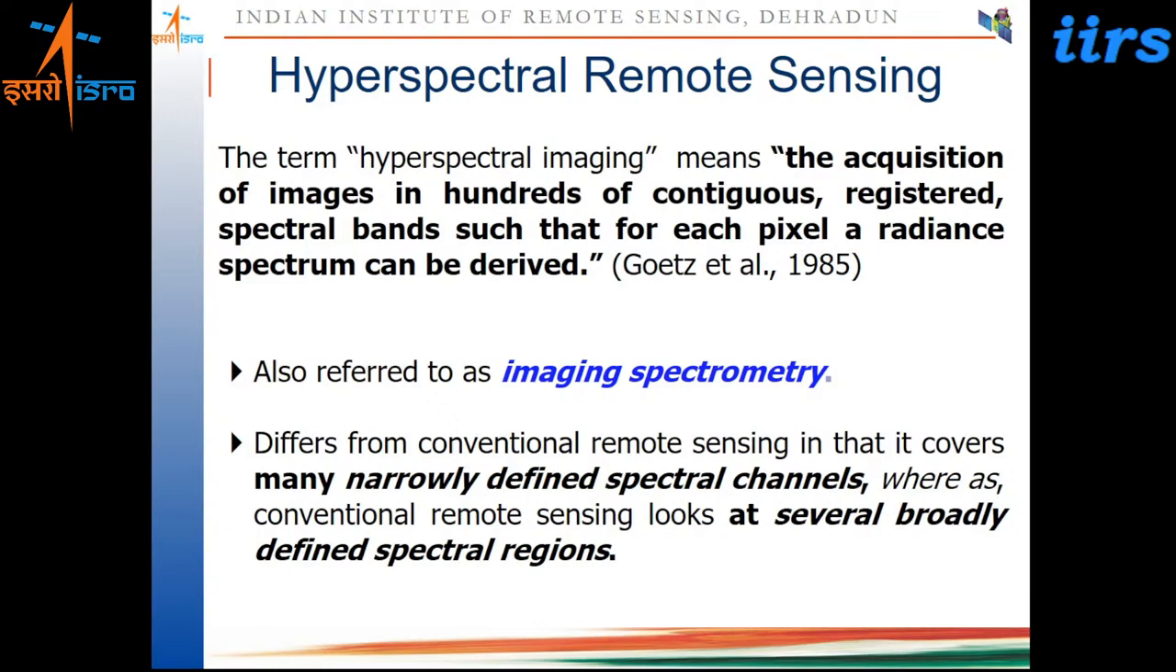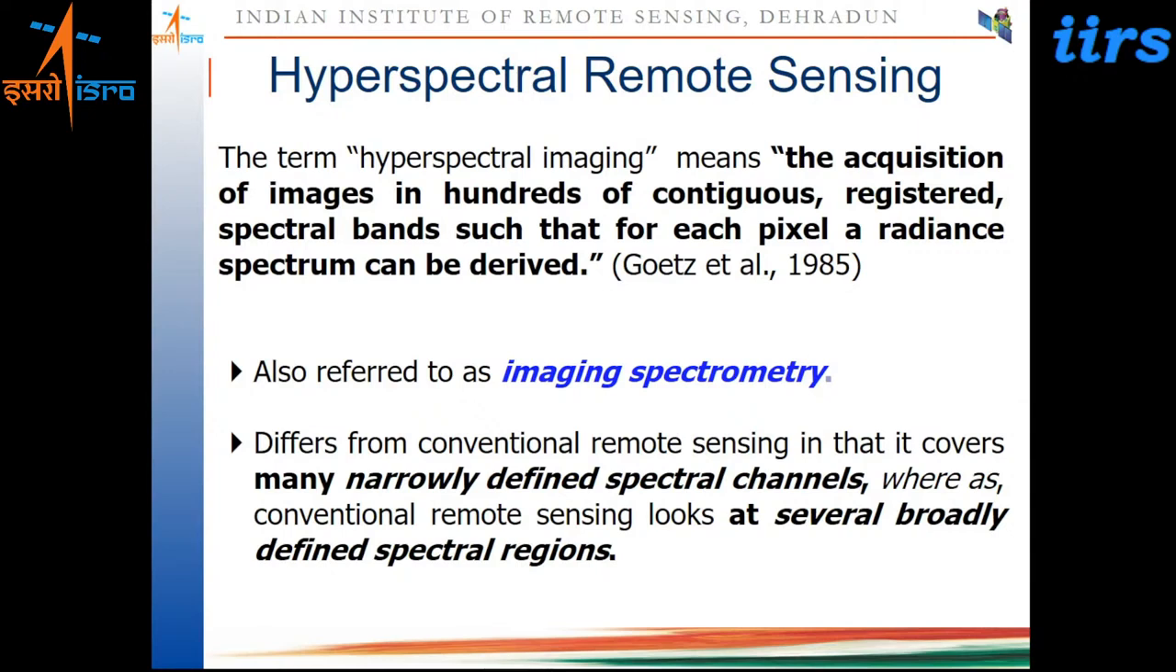So all the spectrometric analysis that we are able to do using spectroradiometers, we are able to do almost the same things using hyperspectral imaging. So the purpose, as is clear from the definition, is that we are able to generate the spectrum of each pixel, and that spectrum can easily be compared with the spectrum from the spectroradiometers that we have. That's why it is also known as imaging spectrometry.